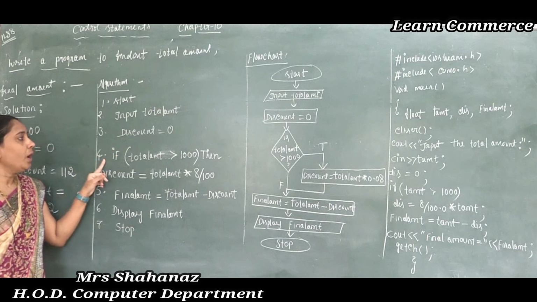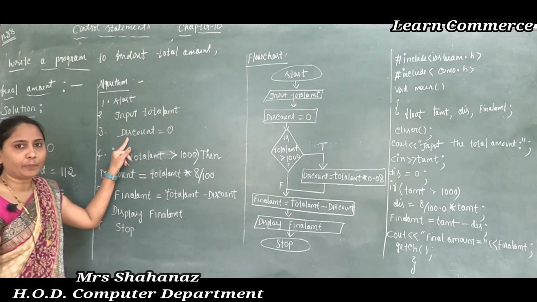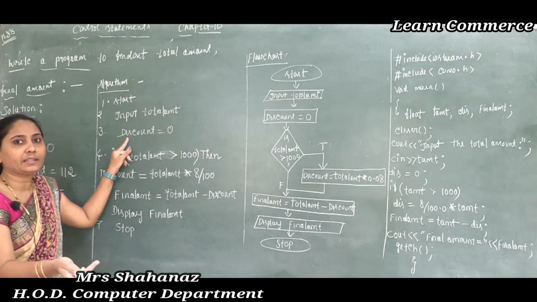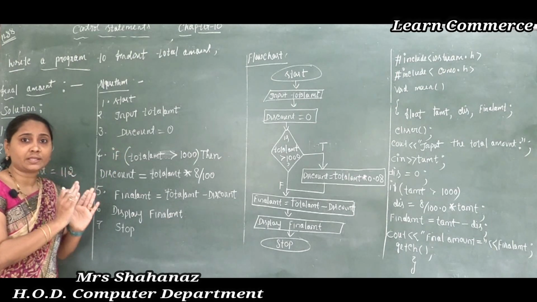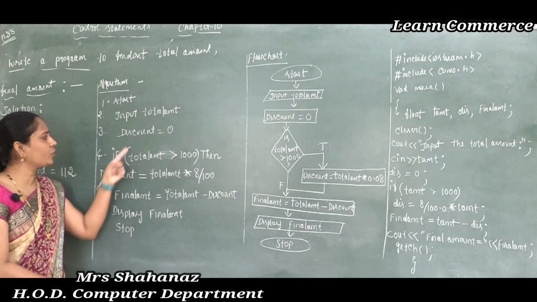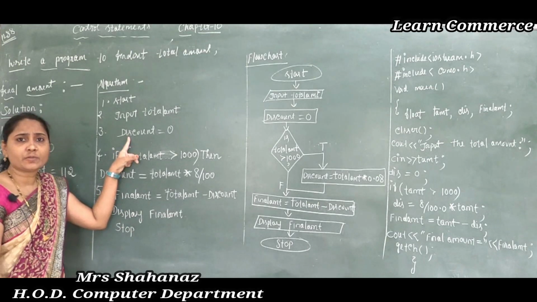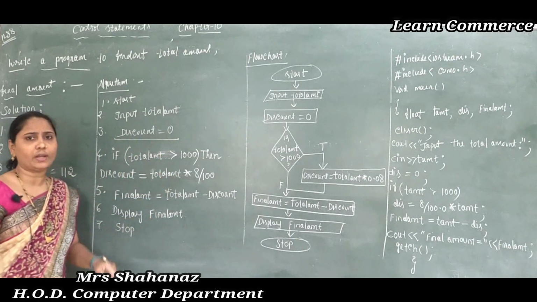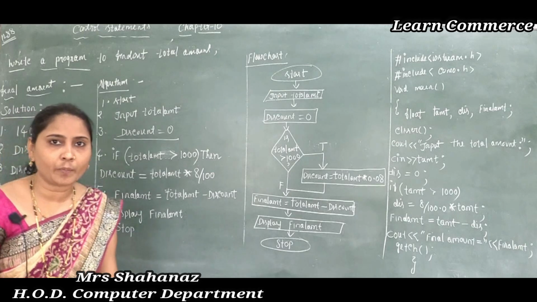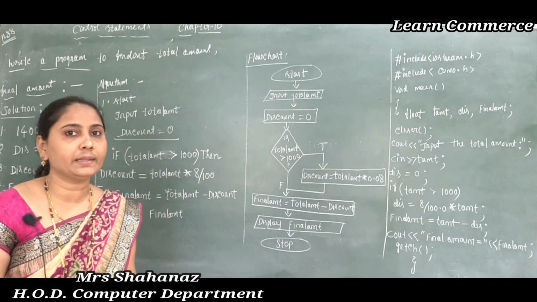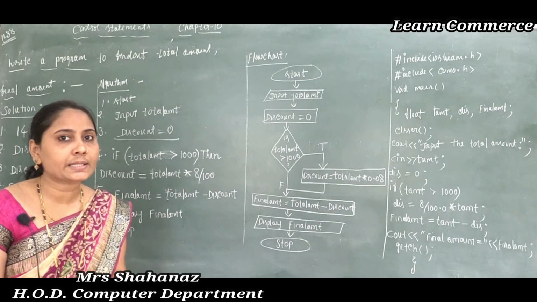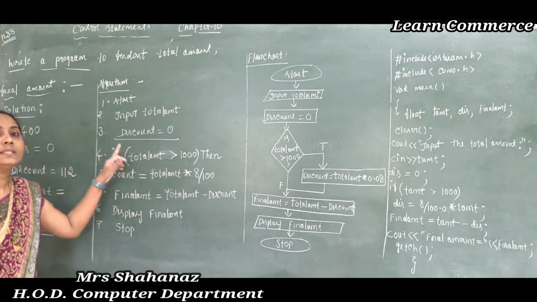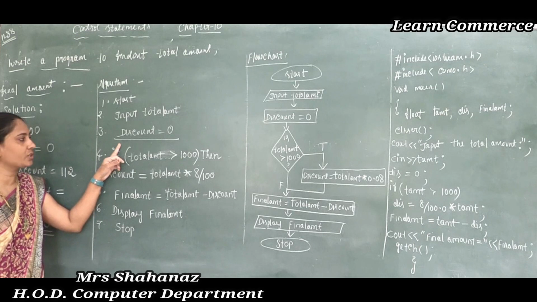Now, if the total amount is greater than 1000, we need to look at both cases in the procedure. If the total amount is below the limit, the discount is 0. So we need to write that the discount value is equal to 0 if the total amount of the bill is less than 1000, then no discount is allowed. In this case the discount will be 0.